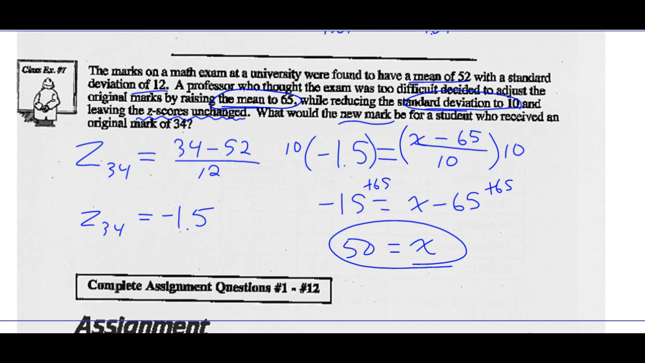So the student would be pretty happy. He would have got 34%, and his mark is changed to 50. He's still ranked the same in the class because his z-score hasn't changed. All right. Great. You've got this assignment. Away you go.